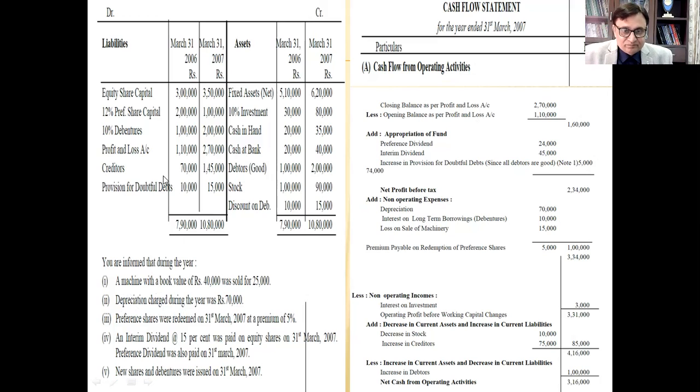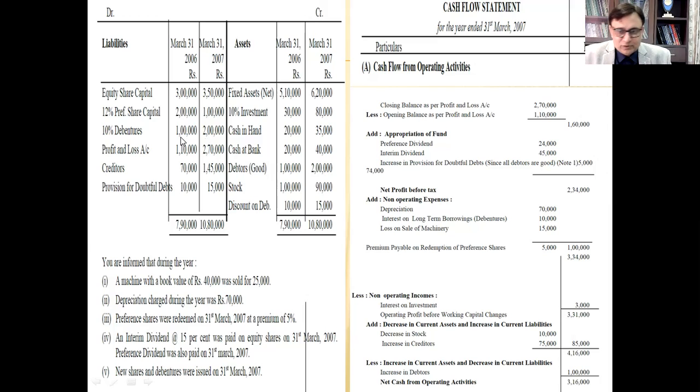Similarly, now let's come to the loan side. First of all, you have 10% debentures, 1 lakh to 2 lakh. The amount has been raised at the end of the year, but on 1 lakh, 10% interest you have paid, which is charged to the profit and loss account.